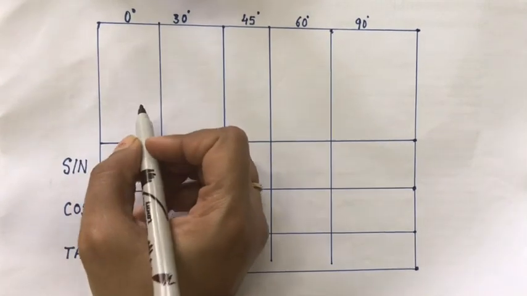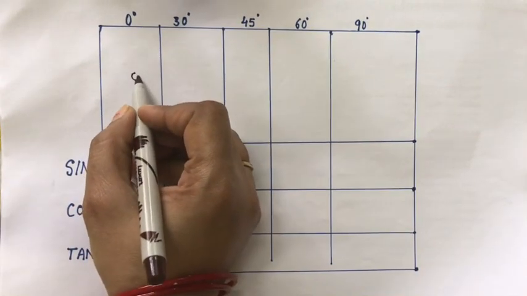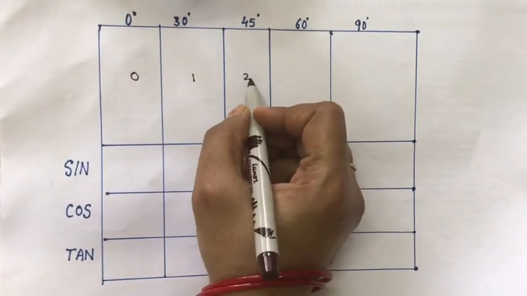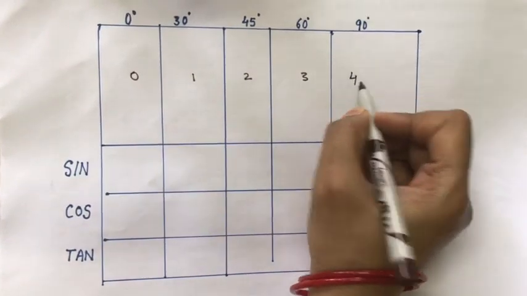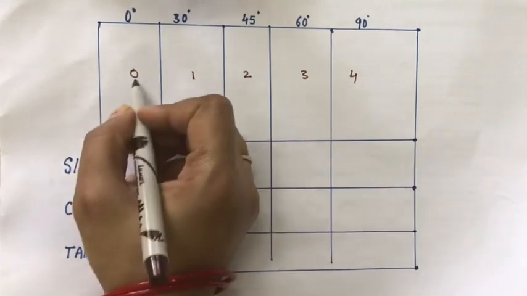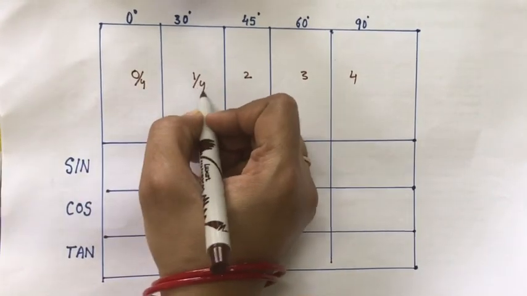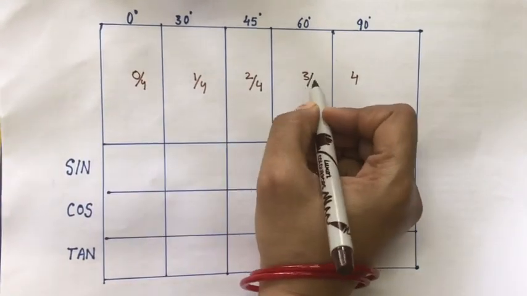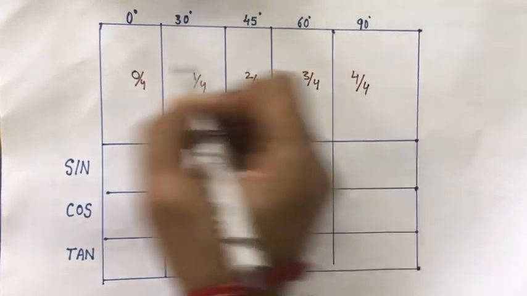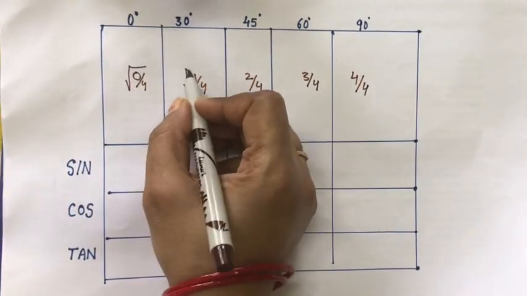We write the numbers from 0. So 0, 1, 2, 3, 4. Last number is 4. Divide by 4. And then the next step is just take the under root of this. Under root of all of them.